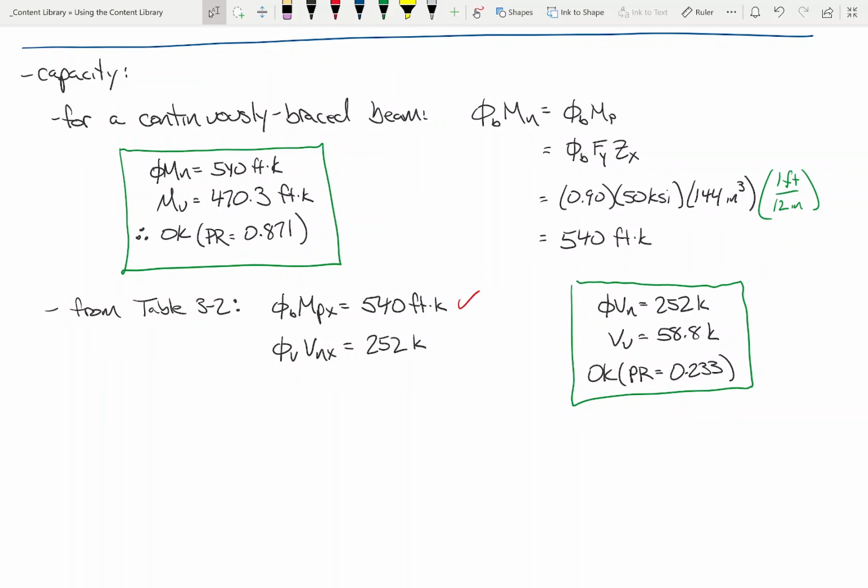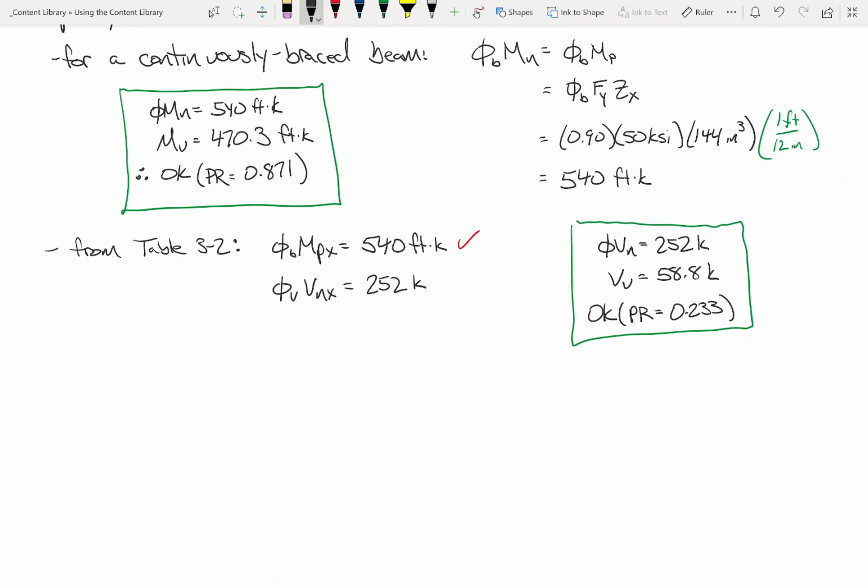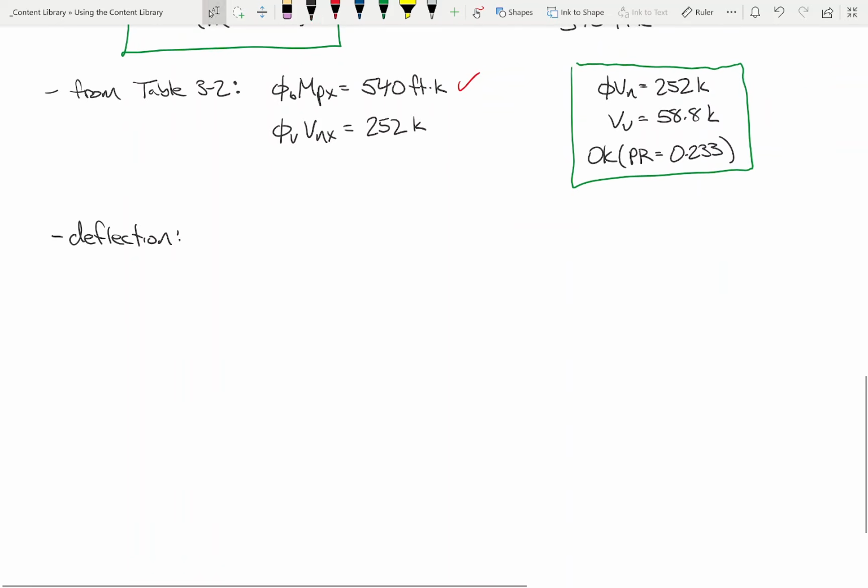Okay. Now, are we missing one? We did moment, we did shear. What did we not do? Deflection. Okay. So let's record some things down. First off, what did the problem say about deflection? Let's scroll that up a little bit.